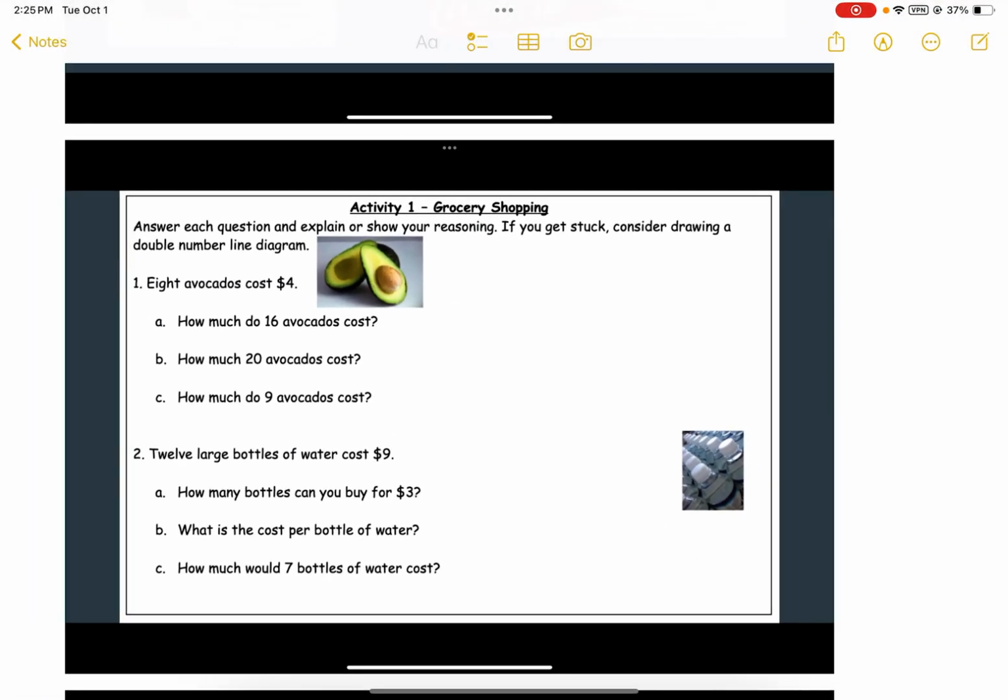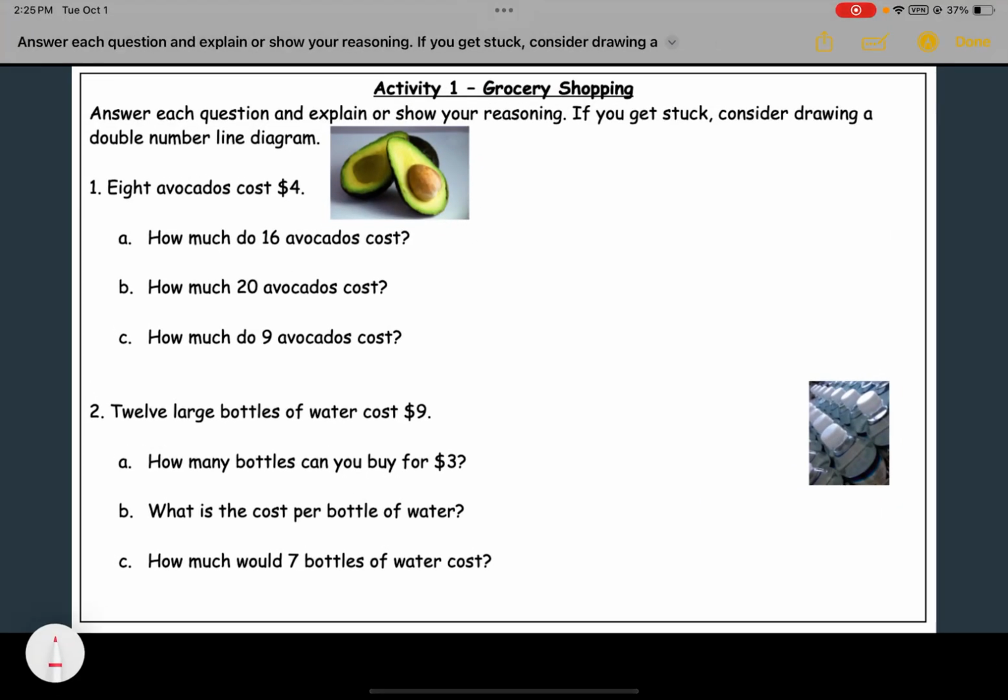Starting with some avocados. So it says 8 avocados cost $4. How much do 16 avocados cost? So first what I'm going to do is I'm going to create a table each time. So I'm going to say avocados and money. So we know 8 avocados cost $4.